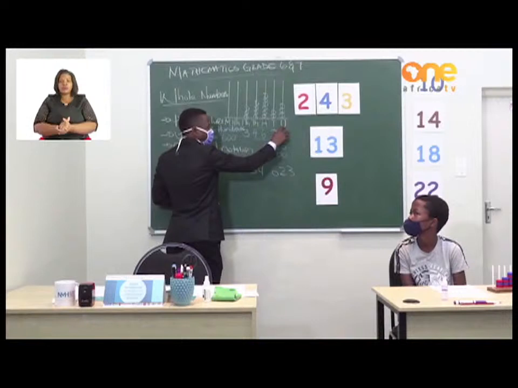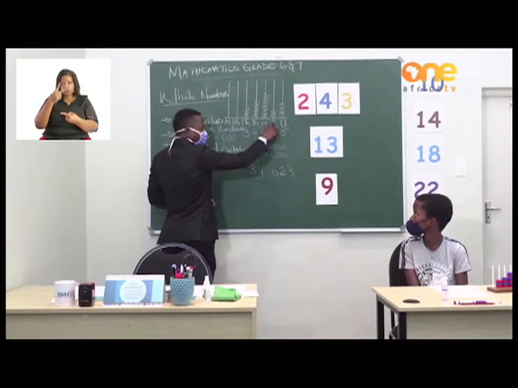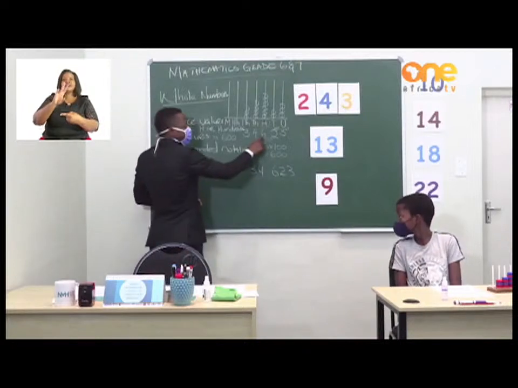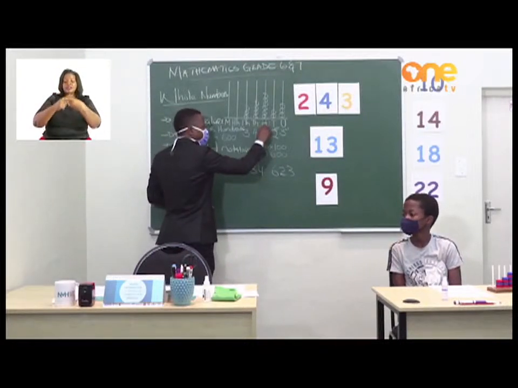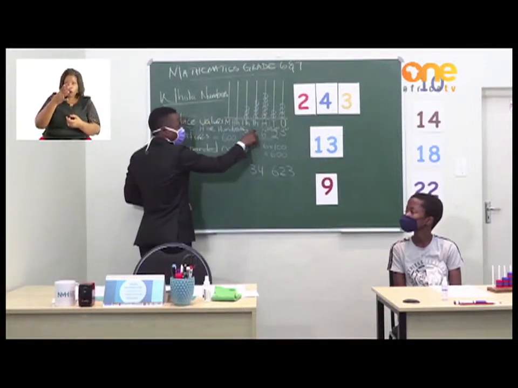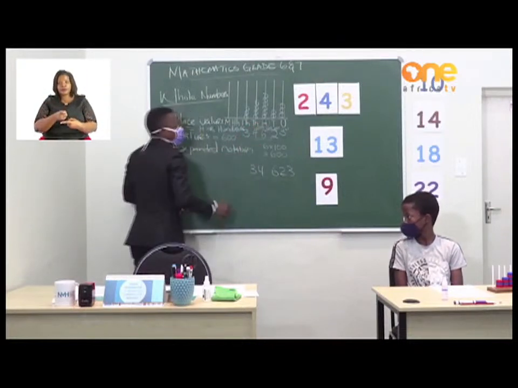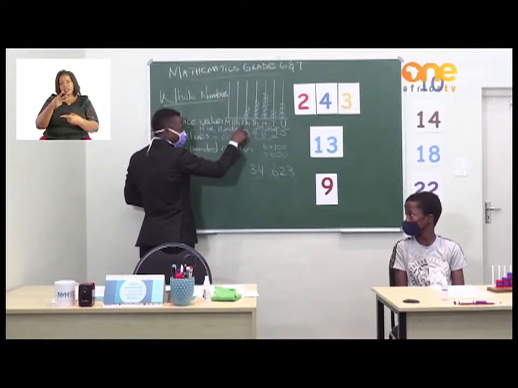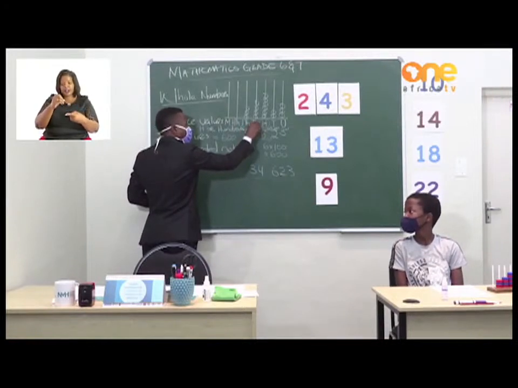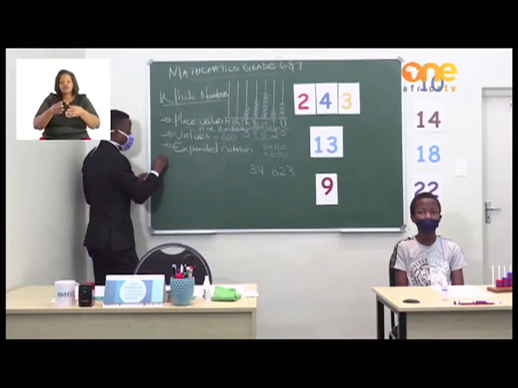3 in position of a unit, you multiply with 1. 2 in position of tens, you multiply with 10. 6 in position of 100, we multiply with 100. 4 in position of 1,000, we multiply with 1,000. And 3 in the position of 10,000, we multiply with 10,000. But when you give your answer, it must be done this way.